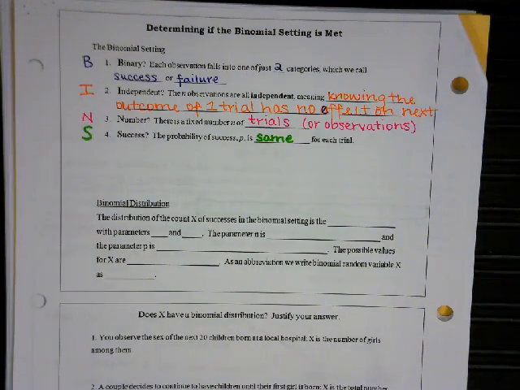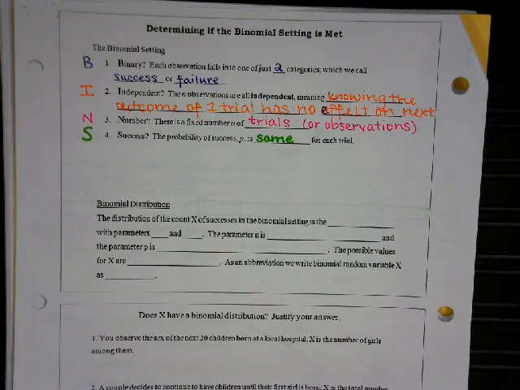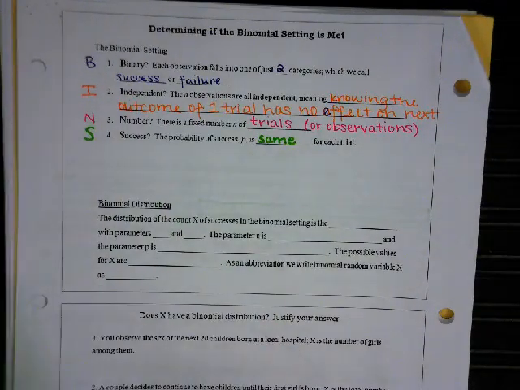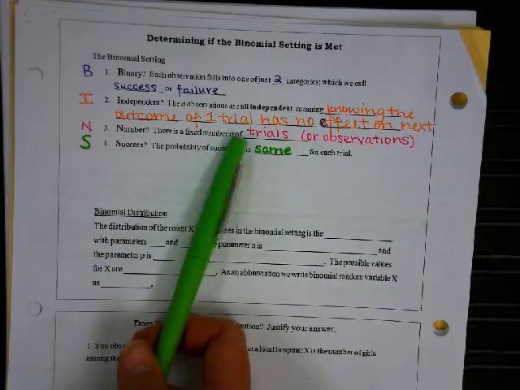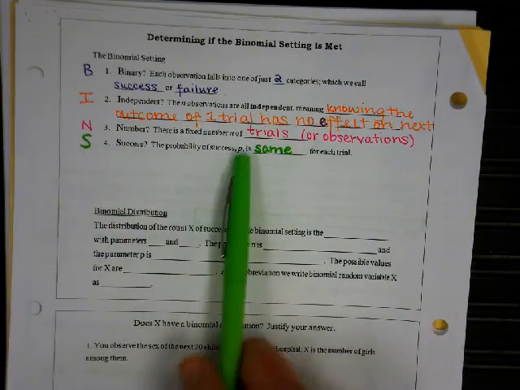So down below in a minute, we're going to check and see if some situations meet the binomial setting. And so we're going to check bins. Binomial, bins. I got lots of little acronyms for you guys. B, binary, 2 categories, success, failure. I, independent, 1 outcome doesn't affect the next. N, the number is set. So there's a fixed number of trials. And then S, probability of success is the same for each trial.